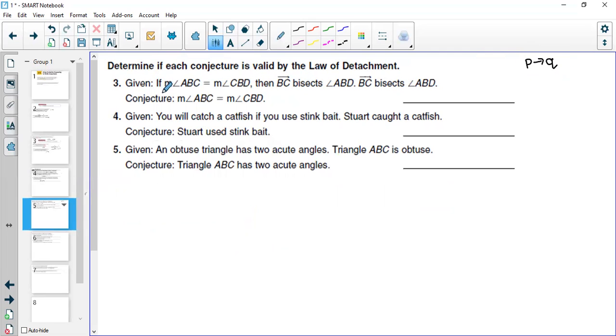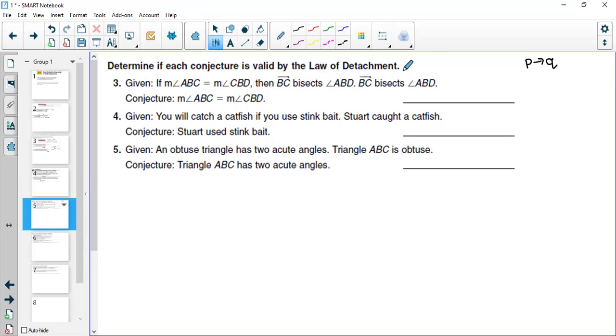Let's see. If the measure of angle ABC is equal to angle CBD. So there are two angles, angle ABC and angle CBD. Then BC bisects angle ABD. So you know what bisect means, right? It's dividing the angle in two equal parts. So what is bisect? BC.